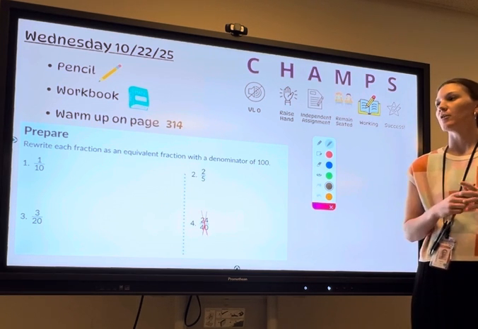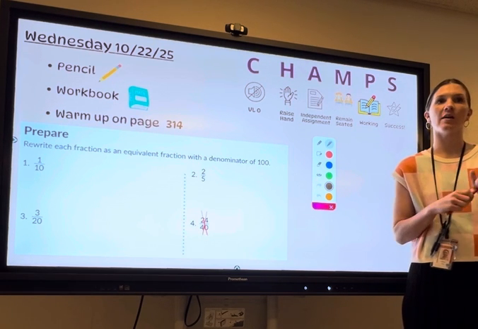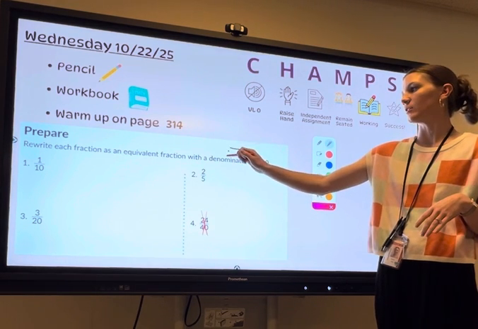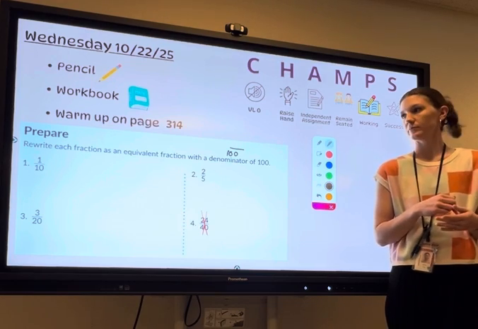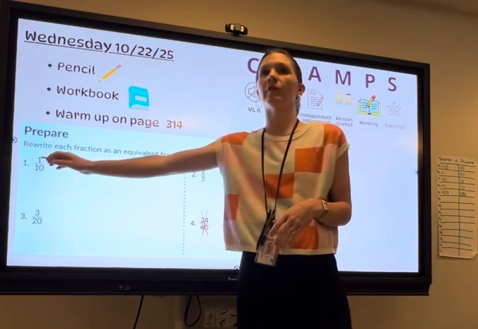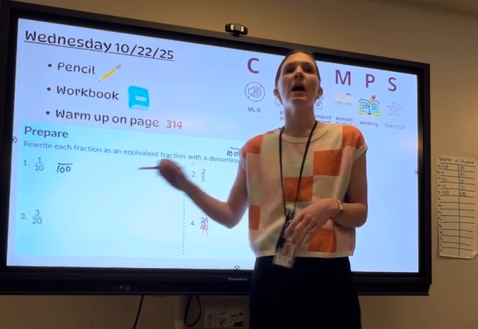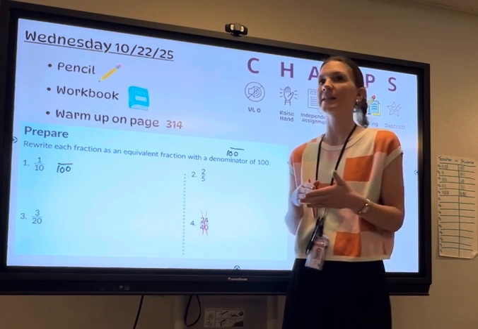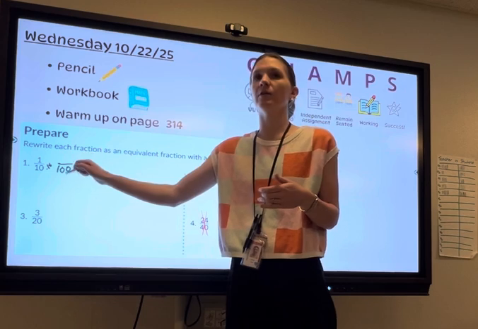It says prepare. Rewrite each fraction as an equivalent fraction with a denominator of 100. Your denominator is your bottom number, so my fraction is going to have a bottom number of 100. If I have 1 over 10 and I want a denominator of 100, I have to go from 10 to 100. To go from 10 to 100, I need to multiply by 10. So 10 times 10 equals 100.